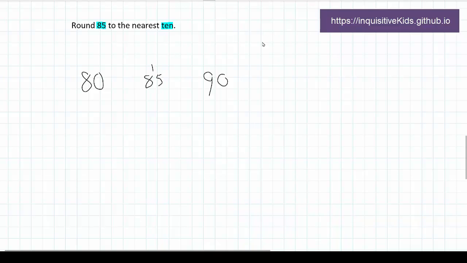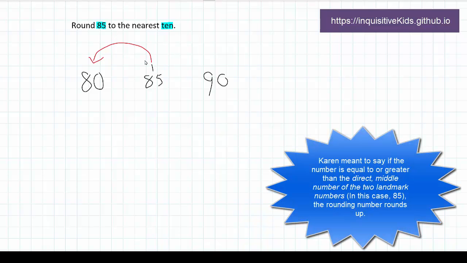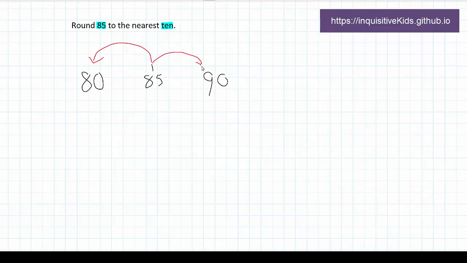Well, there's a rule. The rule is that anything that is less than 85 rounds down to 80, but if the number is equal to or larger than that middle number, it rounds up. 85 equals 85. That means it rounds up to 90. The solution to this problem is 90.